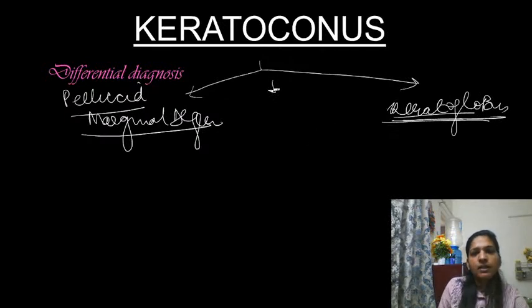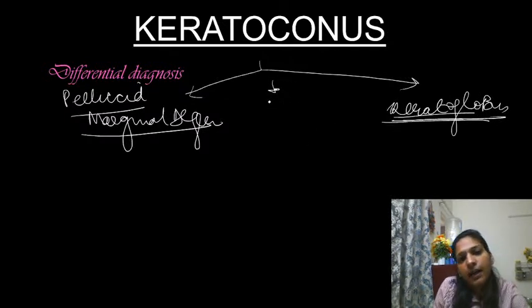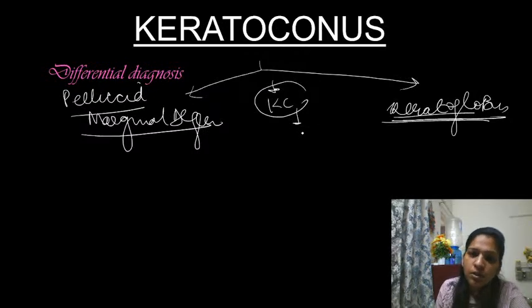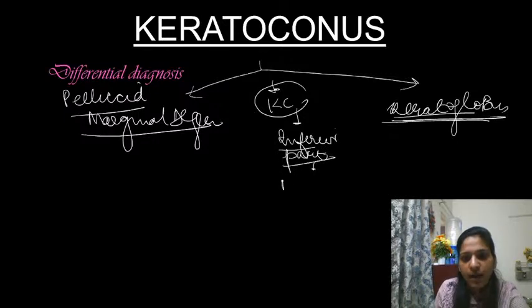Now one thing I just want to tell you here, I have not mentioned it before. The keratoconus thinning is most prominent in the inferior part of the cornea, in the paracentral region.